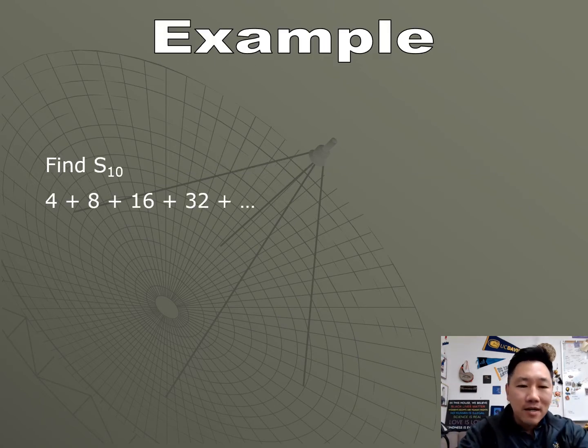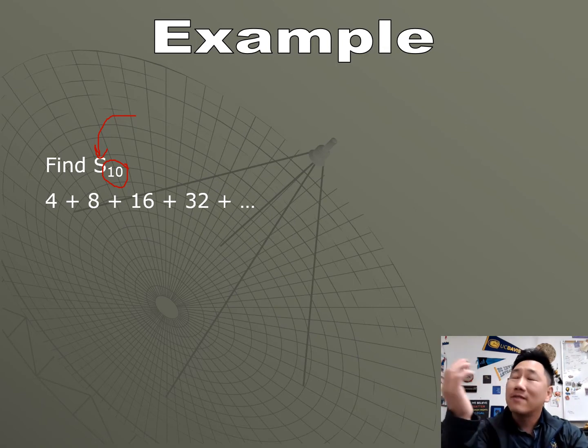Here's an example. 4, 8, 16, 32. Notice you're multiplying it by 2 every single time. They want you to go ahead and list out the first 10 terms and then add them all up. All right, so let's see how we can do that. Well, we can simply list out the 10 terms because I know the next one's 64. And then you can just list 10, and that's not that bad to do.